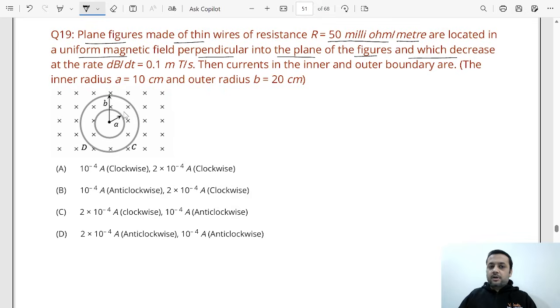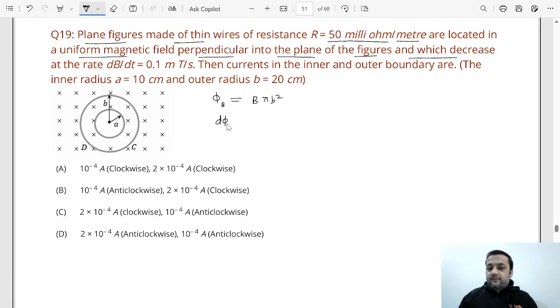So let's talk about the outer boundary first. If I ask you what is the flux at any particular instance, the flux in the outer boundary, let me call it phi B, and the inner boundary will be phi A. So phi will be the field going inside times the area. The area of the outer boundary will be pi b square. This is the flux going in.